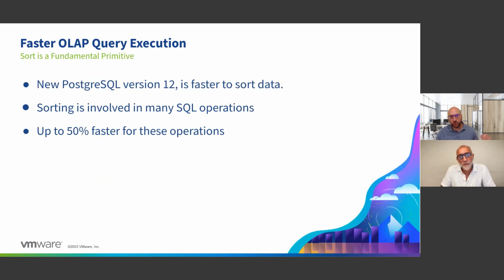Right. And not only that, but you'll see that sorting of data is faster in GP7. Sorting is a fundamental primitive that's used in all kinds of queries. So the fact that sorting can be up to 50% faster, you can imagine the benefit that provides across a wide range of workloads.